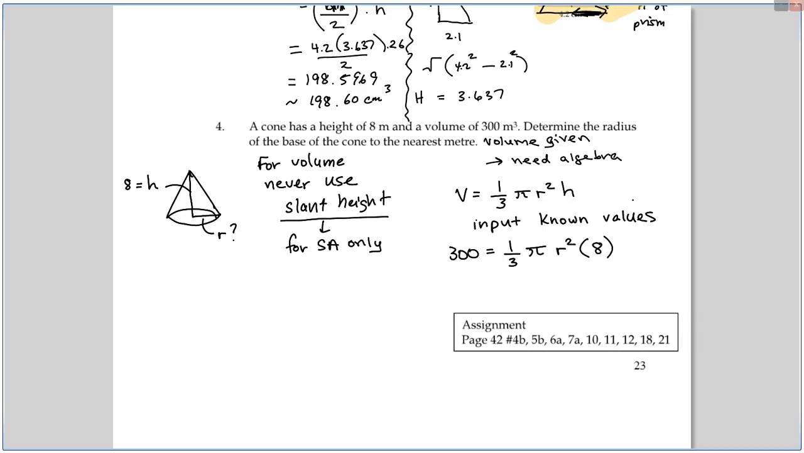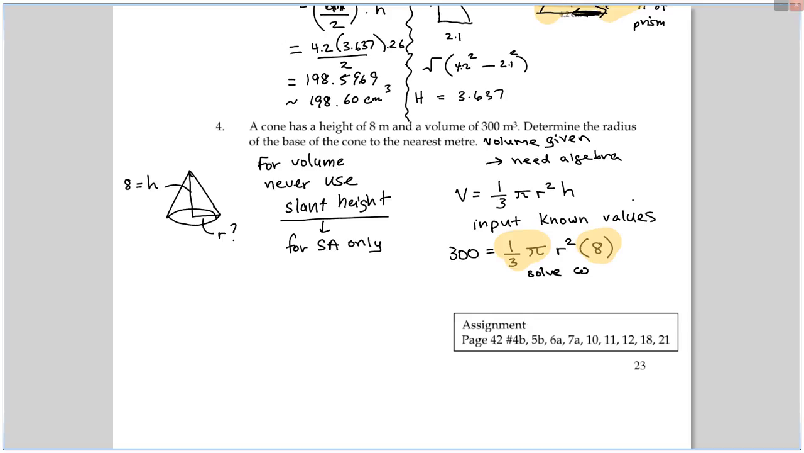I'm going to highlight constants. This is our coefficient.